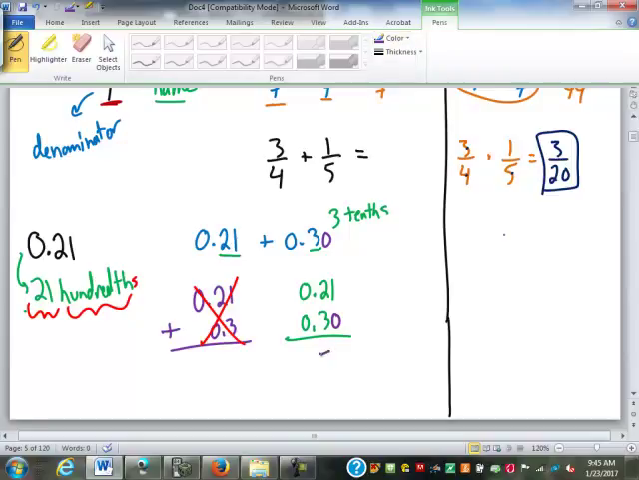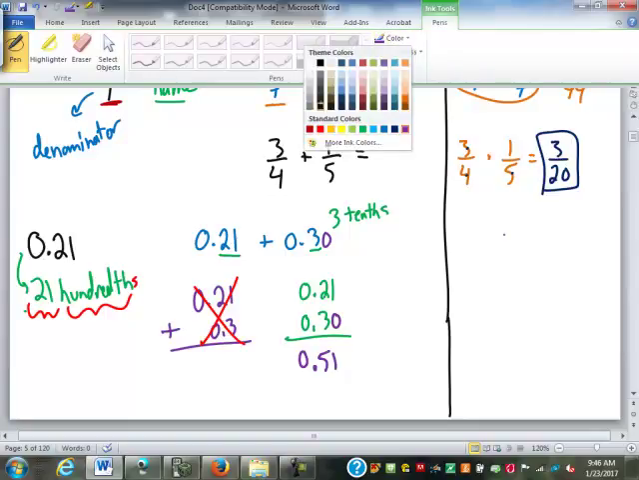Then we can add 21 and 30 make 51. Where's my decimal point go? We bring the decimal point straight down. Again, when we add numbers, we keep the same name. Bringing that decimal point straight down is just making sure we keep the same name.